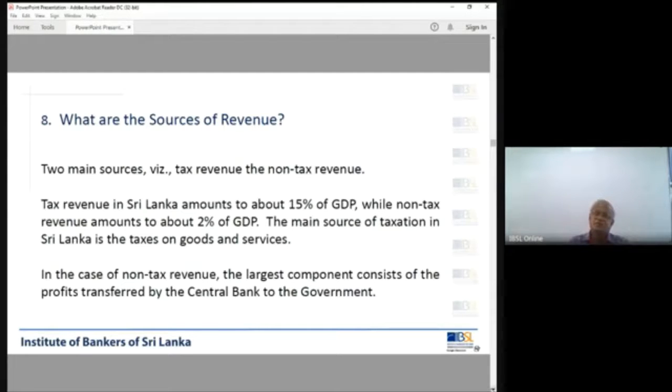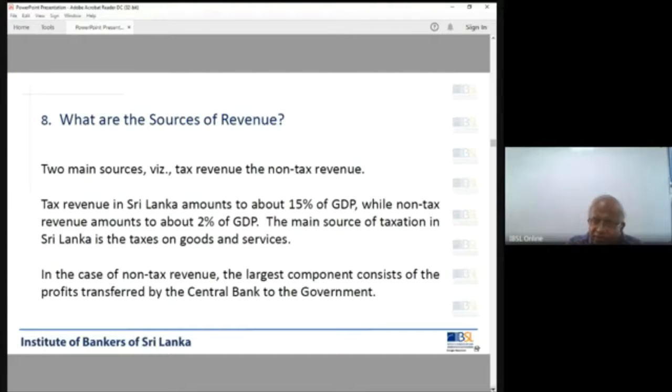Tax revenue in Sri Lanka amounts to about 15% of GDP. Now I want you to calculate the rupee value of this 15%. Please go to the national accounts table in my presentation. There is the GDP at current factor cost, how many trillions. Calculate 15% of GDP and check how many trillions or billions of taxes. Non-tax revenue amounts to about 2% of GDP, against the 15% for taxes.